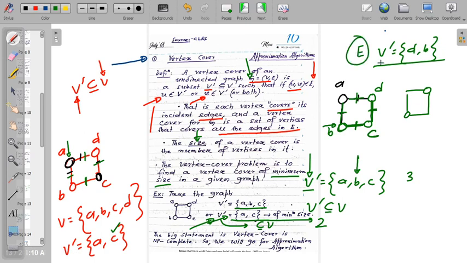E is the edge set in the original graph. How many edges are there? That means 1, 2, 3, 4. There is 1, 2, 3, 4. Okay, this is the original graph. So this is the vertex cover problem, and the big statement is that this vertex cover is NP complete.